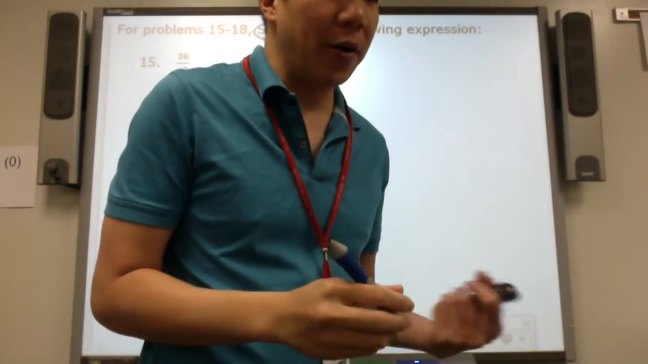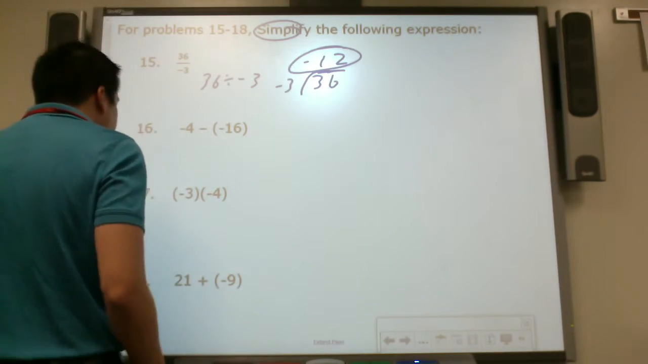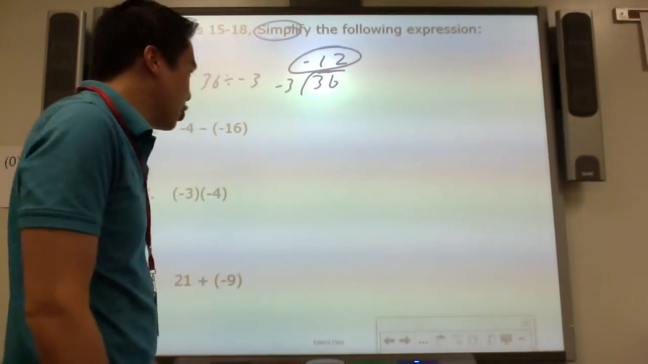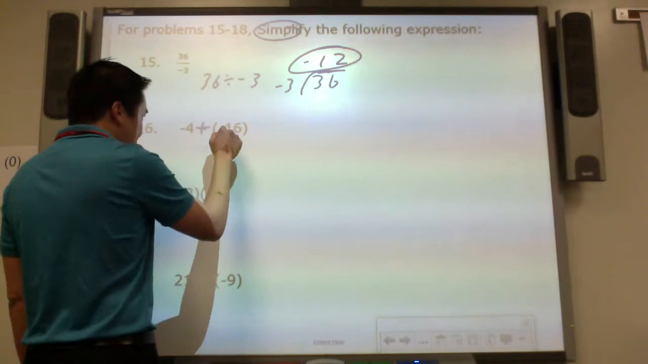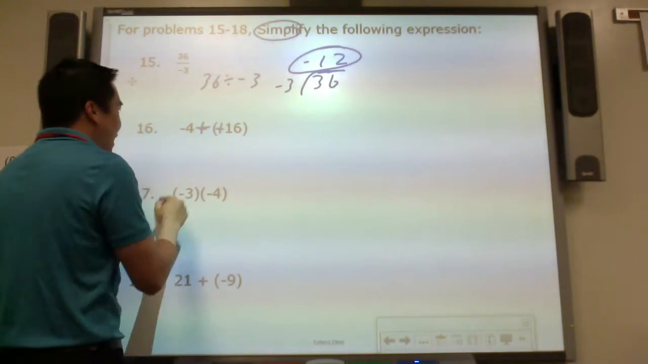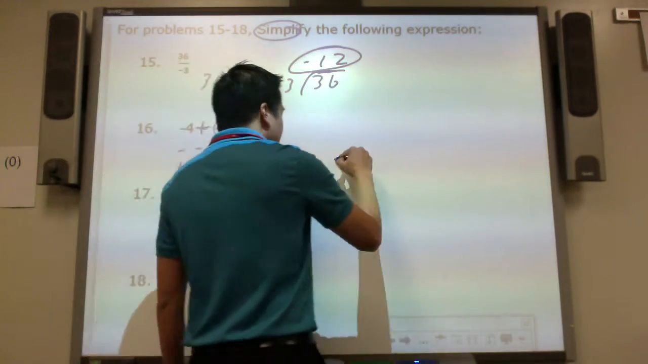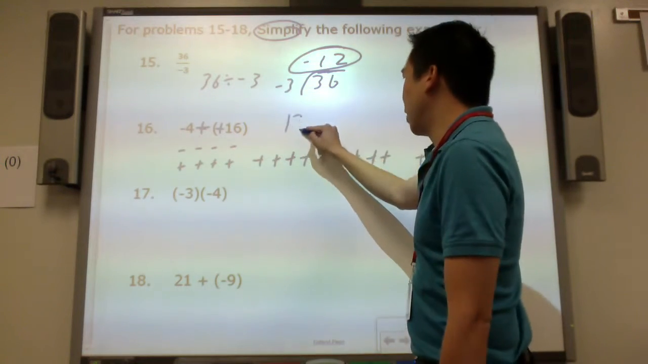You could draw it out, but let's see if we can do it without. Add the opposite. I want to change the subtraction expression into an addition expression. It makes it easier to look at. So add the opposite. Keep it, add it, opposite of this. So negative 4, you have 16 positives. So the answer is 12.